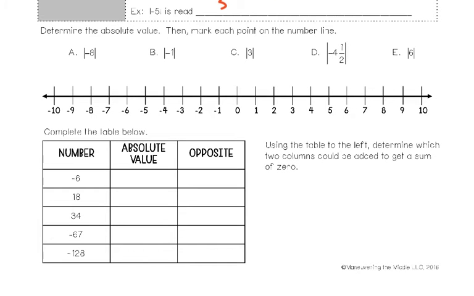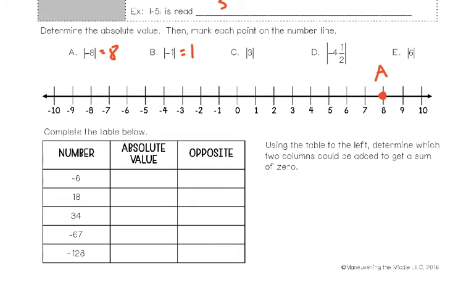So looking at A, it says the absolute value of -8. Remember, these little bars just squish out that negative, so that would just be 8. And I'm going to go ahead and plot that on the number line. So that's 8, and since this is point A, I'm going to go ahead and mark it as A above it. For B, it says absolute value of -1.